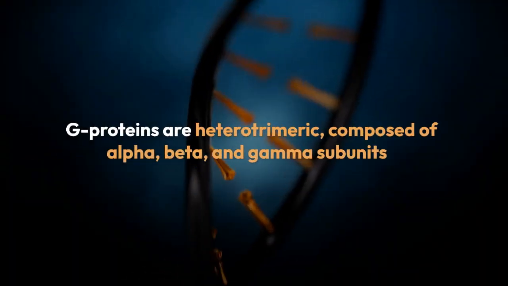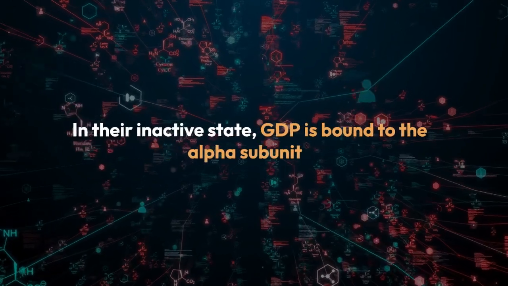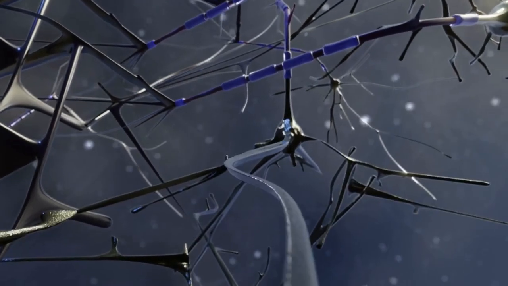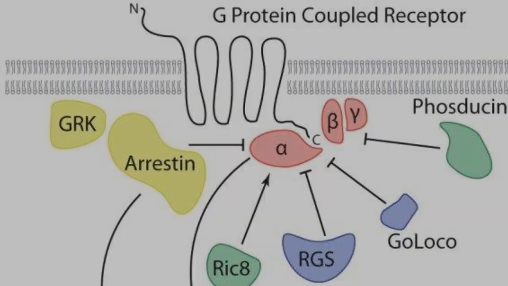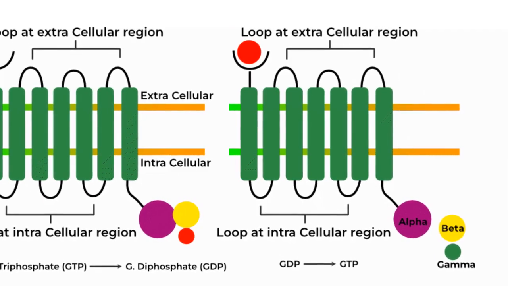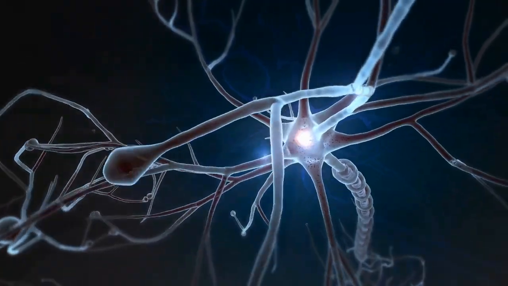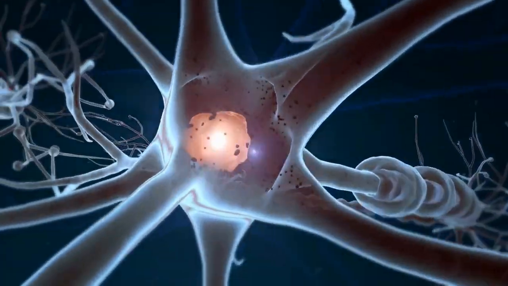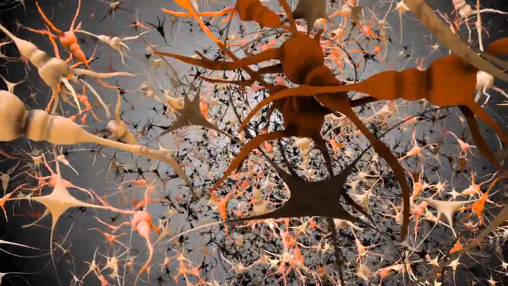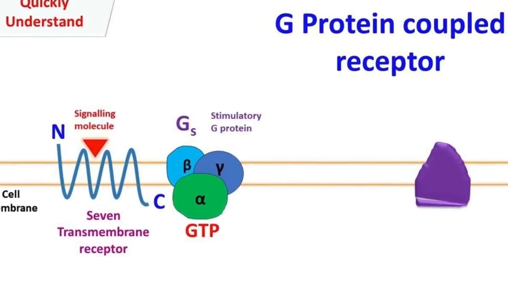G-proteins are heterotrimeric, composed of alpha, beta, and gamma subunits. In their inactive state, GDP is bound to the alpha subunit. Upon activation by a GPCR, GDP is replaced by GTP, causing the alpha subunit to dissociate from the beta and gamma subunits. The activated alpha subunit, now carrying GTP, interacts with the effector, either activating or inhibiting it. The beta-gamma dimer can also activate receptor-operated potassium channels, inhibit voltage-gated calcium channels, and promote GPCR desensitization at higher activation rates. This intricate mechanism ensures precise cellular responses.